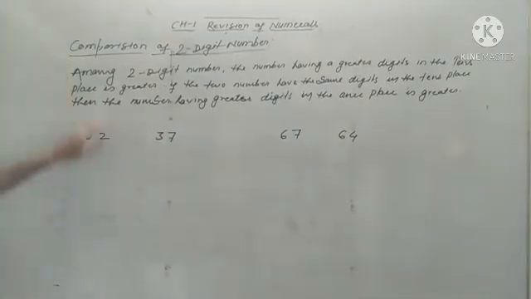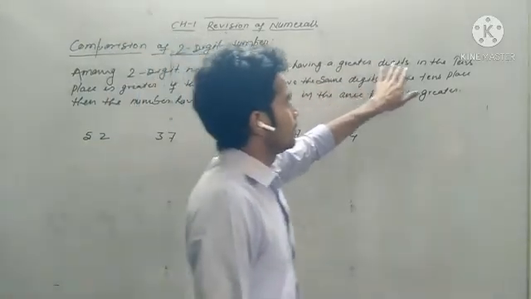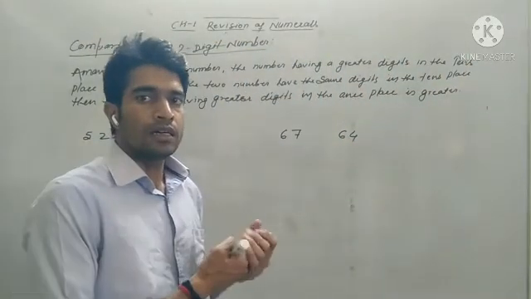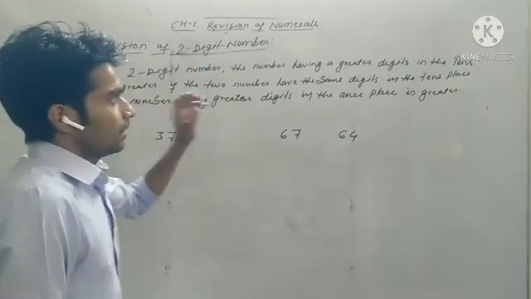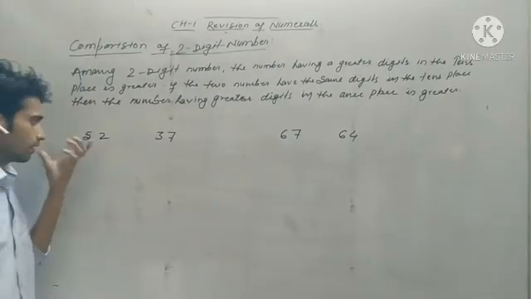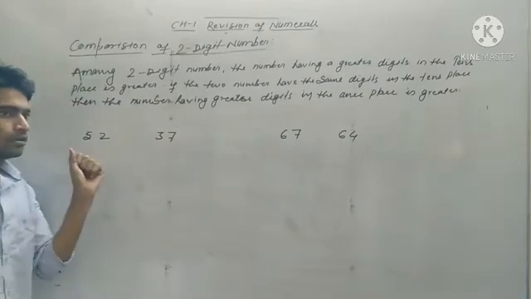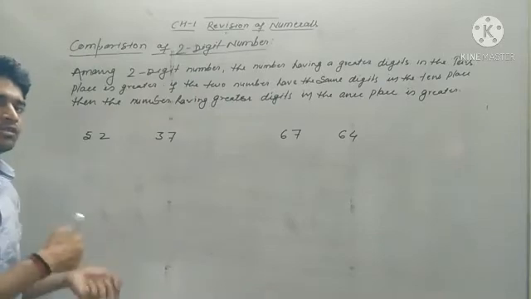So our next topic is comparison of two-digit numbers. Hello students, among two-digit numbers, the number having a greater digit in the tens place is greater. It means first of all we have to check given two numbers, compare these two numbers. So first of all we have to check the digits in the tens place.